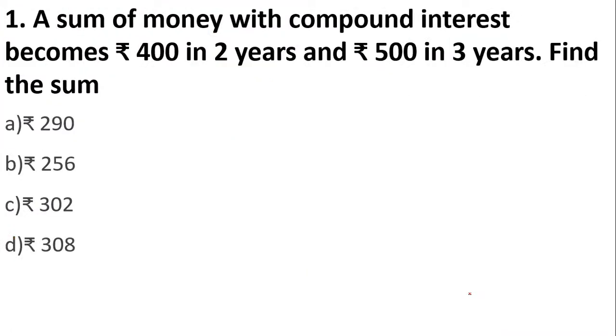A sum of money with compound interest becomes 400 in 2 years, 500 in 3 years. Find the sum of money. Options are 290, 256, 302 and 308. Now everybody just take your time. I'll give you some time. Try to solve this question and let me know the answer, okay?